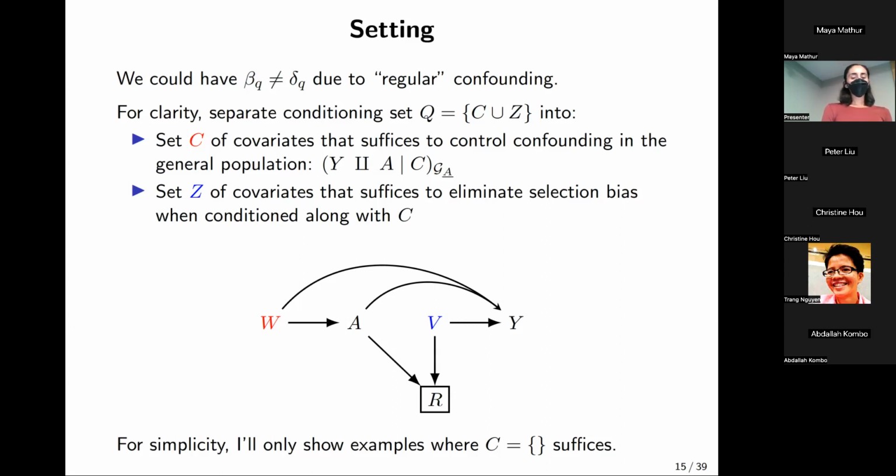Z are covariates that we're going to condition on along with C in order to eliminate selection bias. So we're dealing with confounding with C, and then we've got Z for selection bias. For simplicity in this talk, I'm just going to only show examples where we do not have confounding in the general population. So we're just going to assume that C could be an empty set.